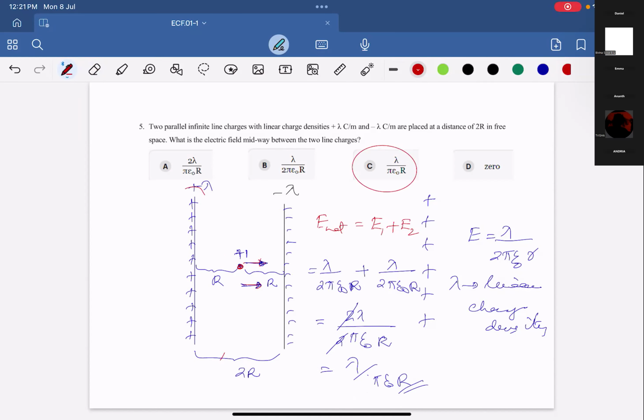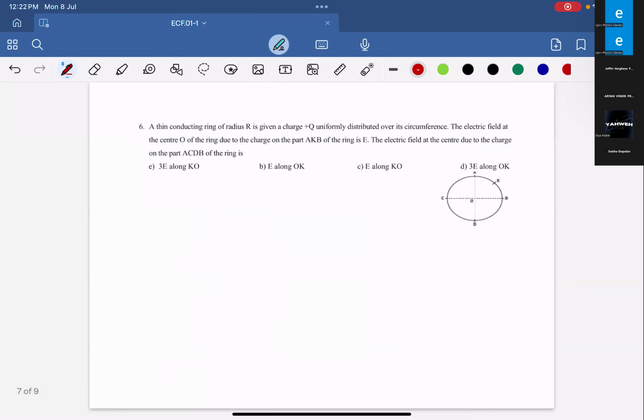All of you got it? So let's move to the next question now. Question number 6. Read question number 6 now. A thin conducting ring of radius r is given a charge plus q uniformly distributed over its circumference.